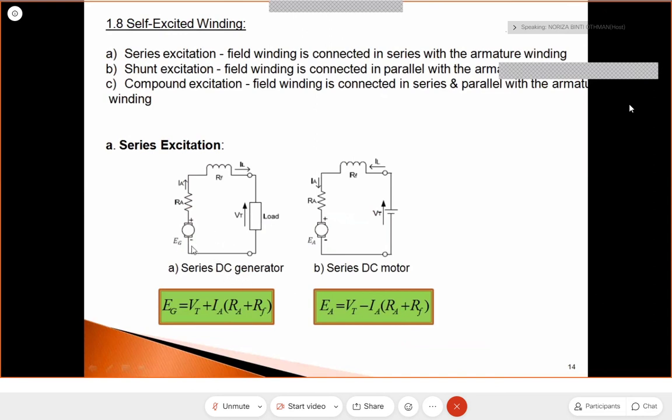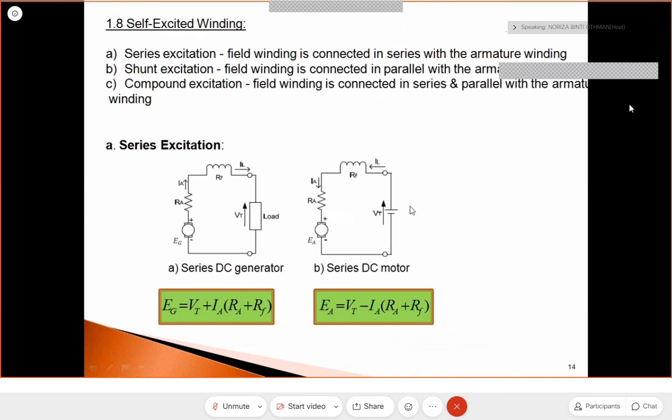Untuk generator, tak kisahlah apa-apa asalkan DC generator, dia series ke, shunt ke, compound ke, separately excited ke, self-excited ke. Okay, untuk generator, P in dia kat sini, input dia kat sini, sebab input dia sebelah EG ni. Okay, and then output dia, P out dia dekat load. Tapi untuk motor, input dia sebelah sini.